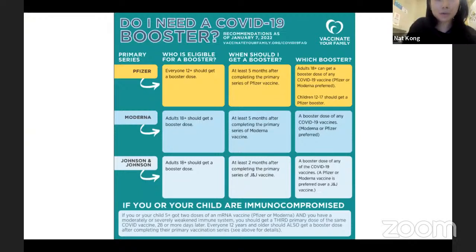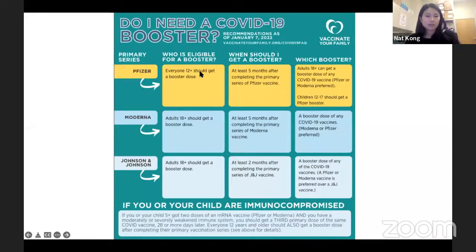Now, speaking of boosters, a lot has changed since the holiday break. I wanted to go over again, and I apologize if some of this is redundant, the vaccine options we have and who's eligible for a booster. So the first is Pfizer. Anyone who is 12 and up can get a booster shot of Pfizer.